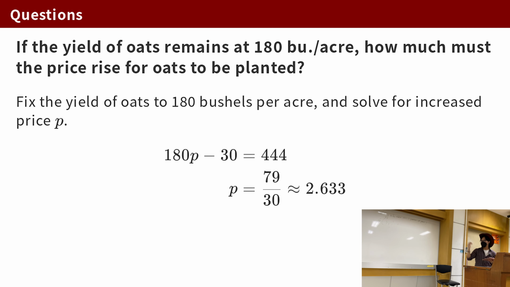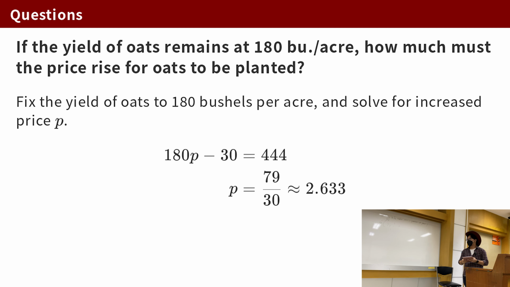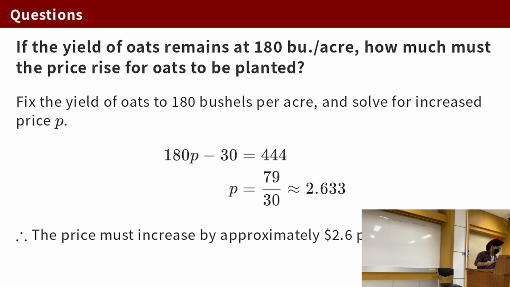The same thing for this problem. If the yield remains at that amount, then we solve the same equation as last time. We just change a little bit of the numbers. And yeah, the price must increase by about 2.56 bucks per bushel.